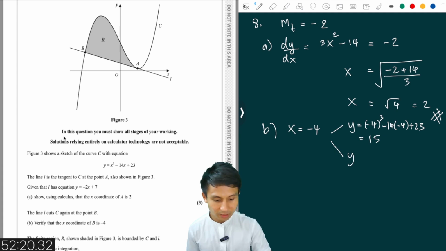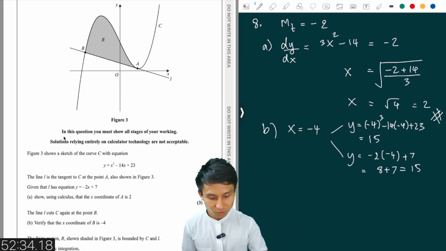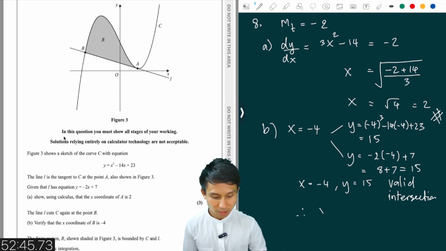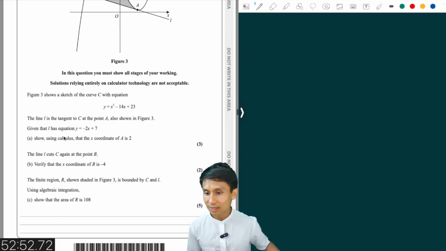So y from the line is y equals minus 2 times minus 4 plus 7, which is 8 plus 7, which is 15. Yeah? So they both give the same y values. So x equals minus 4 gives y equals 15. The valid intersection. Yeah? So x of b is indeed minus 4. That's how you verify.